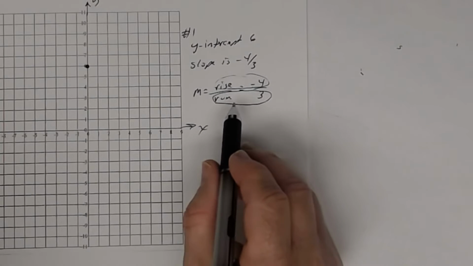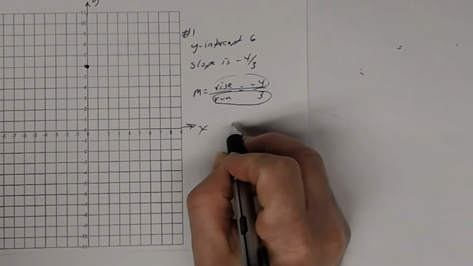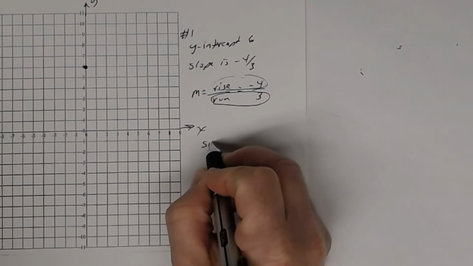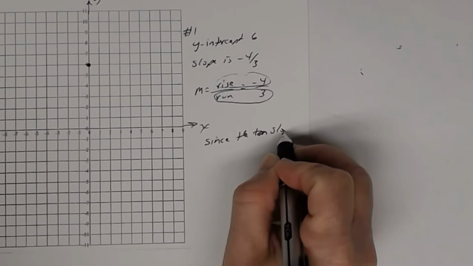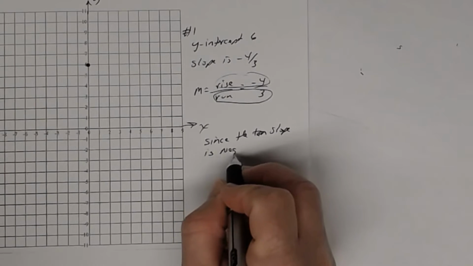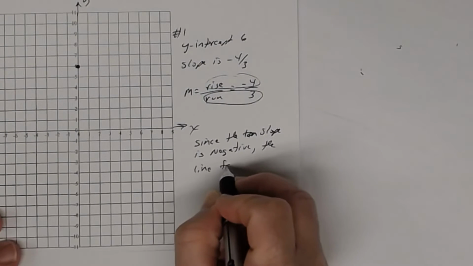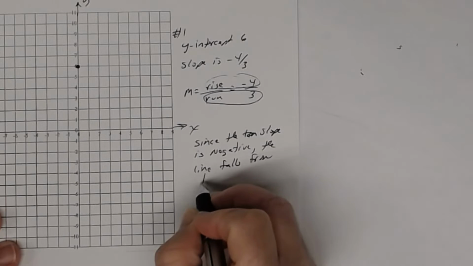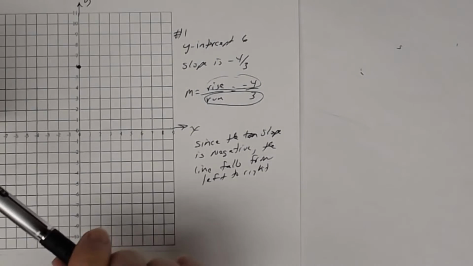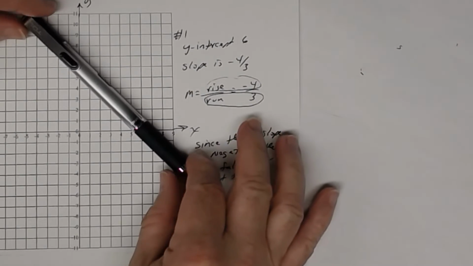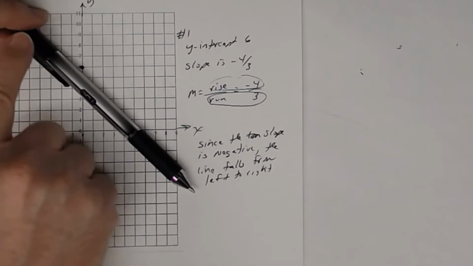Remember, one of the things you learned is that if the slope is negative, the line falls from left to right. Let's make a note of that. Since the slope is negative, the line falls from left to right. Meaning that when I graph this line, it's got to fall from left to right. So as I go from left to right, the line falls.